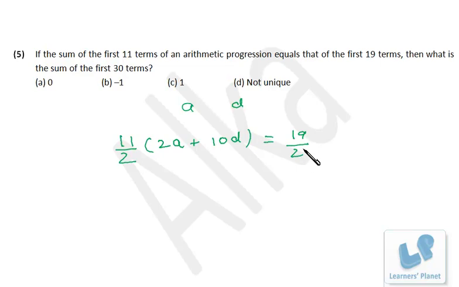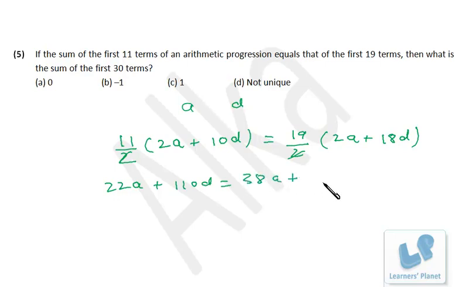So that's n by 2, 19 by 2, into 2A plus (19 minus 1), that's 18D, right? So it's 22A plus 110D is equal to 38A plus 19 into 18, that's 342D, right? Now 38 minus 22, 16A plus 232D is equal to 0.